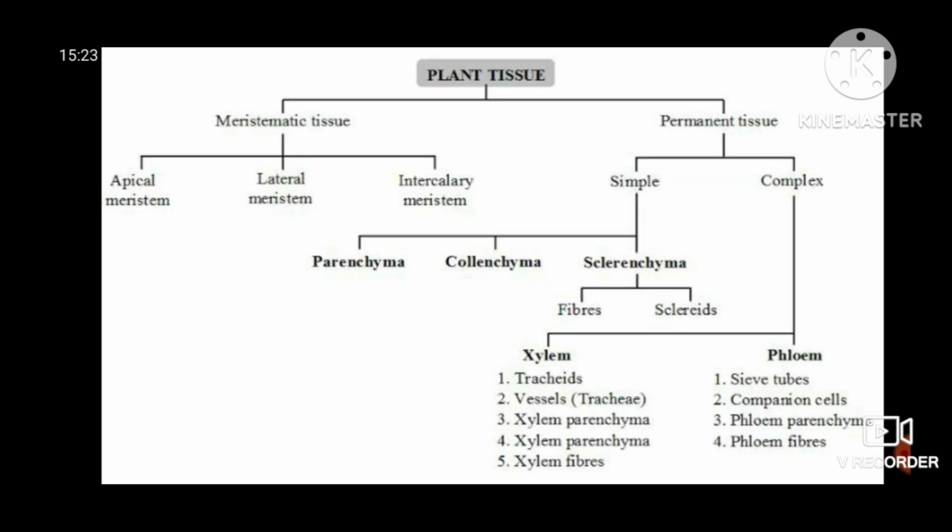According to the mind map, plant tissue is divided into two types, that is meristematic tissue and permanent tissue. Meristematic tissue is further divided into three parts, that is apical meristem, lateral meristem and intercalary meristem, whereas permanent tissue is divided into simple and complex. Simple permanent tissue is divided into parenchyma, collenchyma and sclerenchyma. Complex permanent tissue is divided into xylem and phloem.